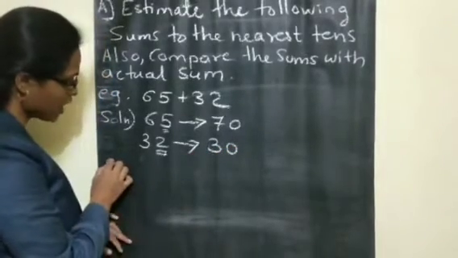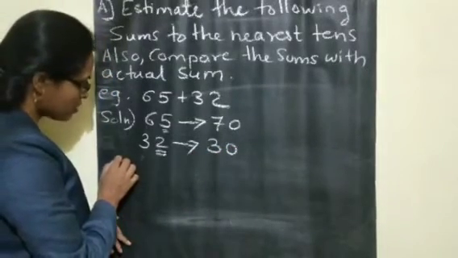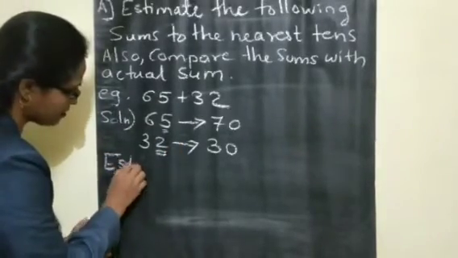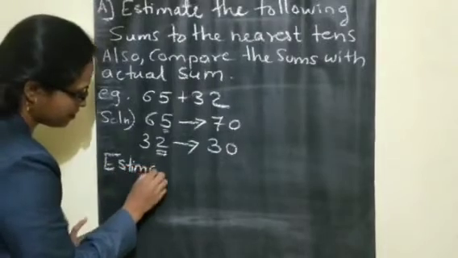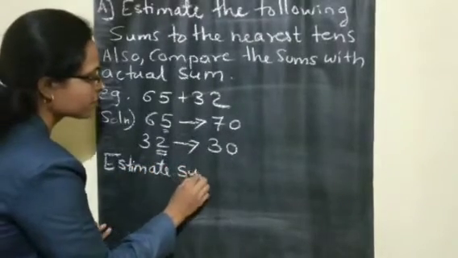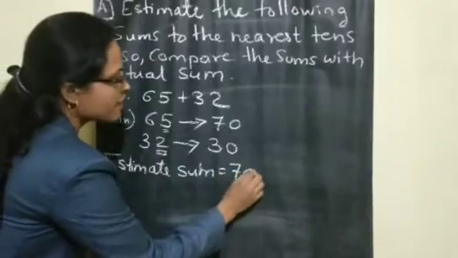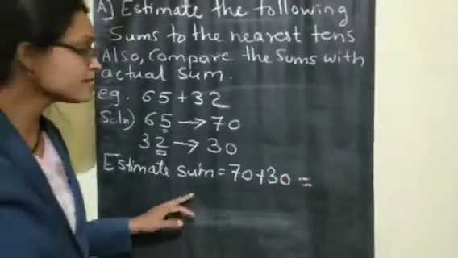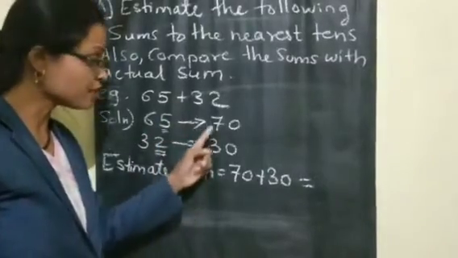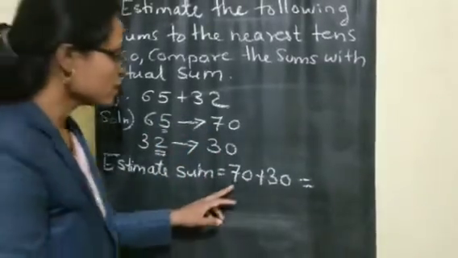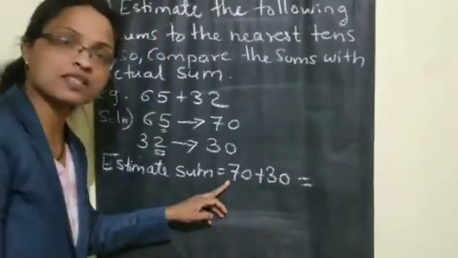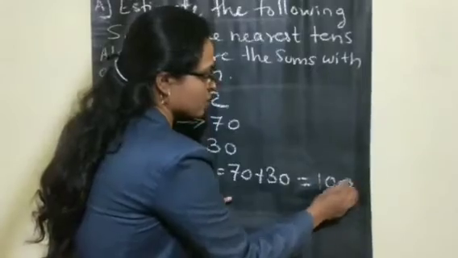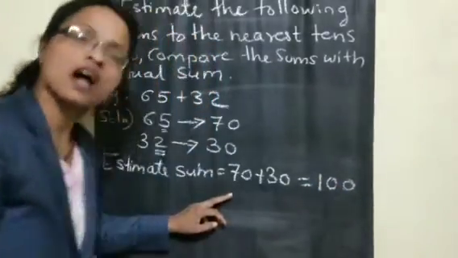Now what you have to do is find the sum of the rounded numbers. So estimated sum is equal to 70 plus 30. We have to get the answer. Estimated sum means the sum of the numbers after rounding. So 7 plus 3 is 10. So here we are getting the answer 100. So the estimation answer is 100.